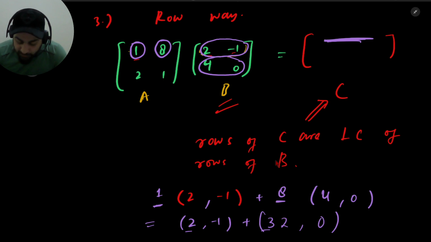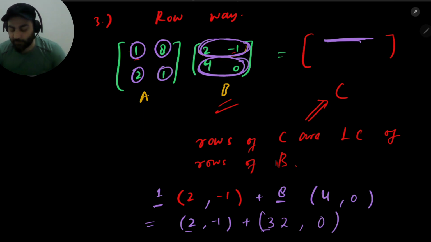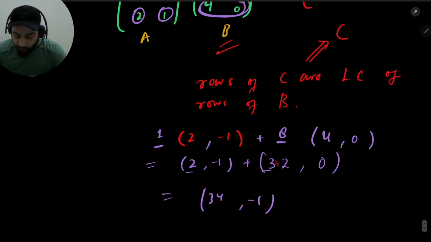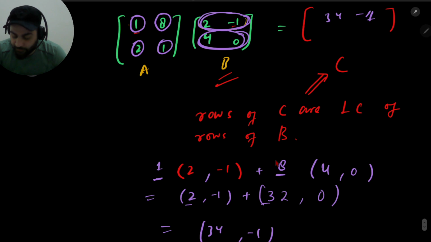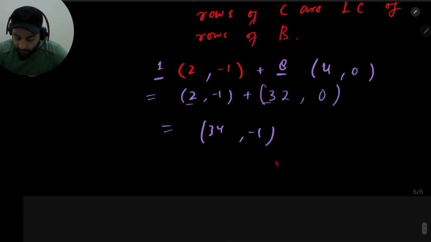In the second row, what I will do is take this row, multiply it with this entry, take the second row, multiply it with this entry, and add them together. If you want me to get the first row, we got 34 minus 1. So now, in order to get the second row, I'll take the similar thing.